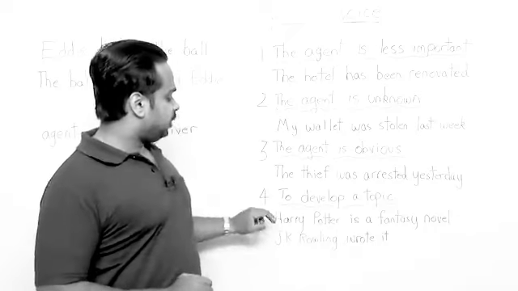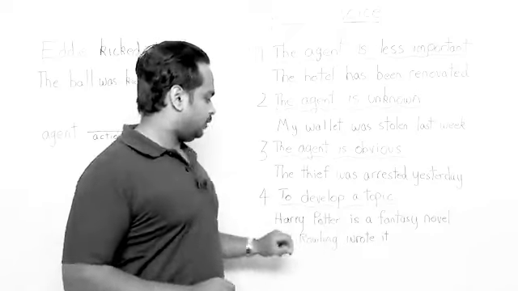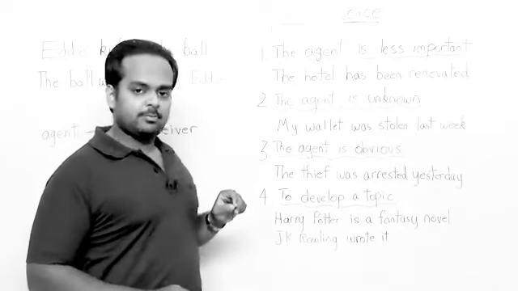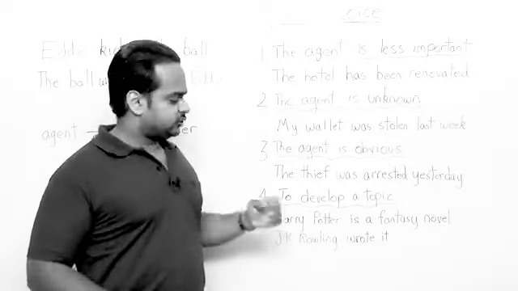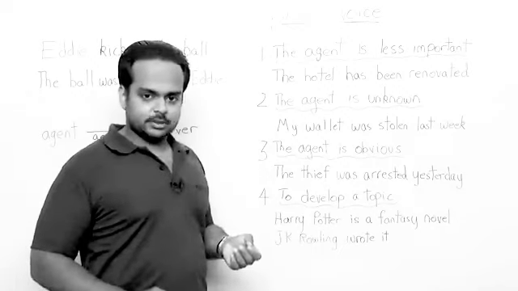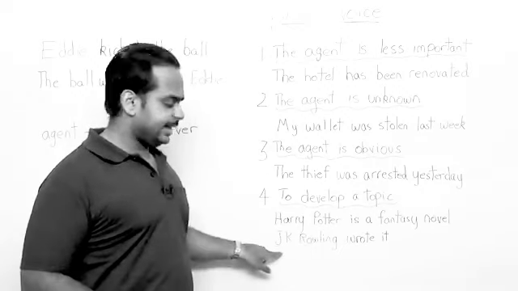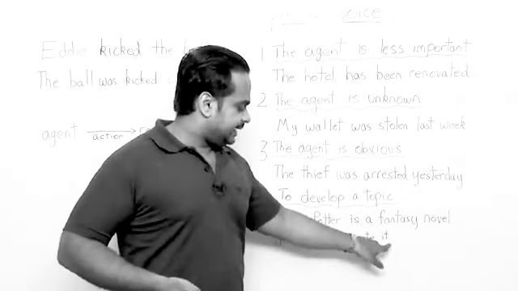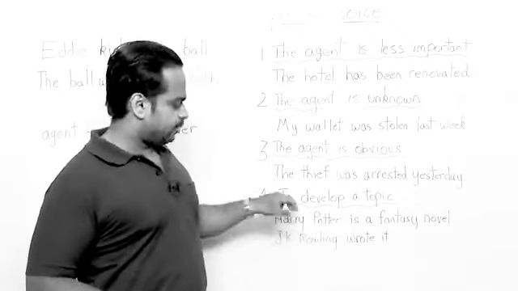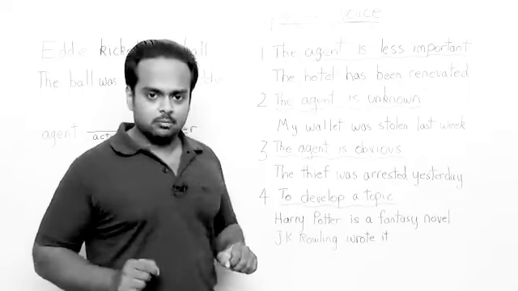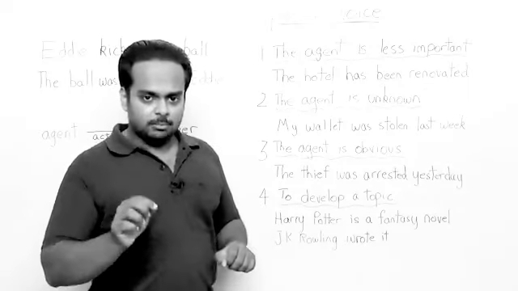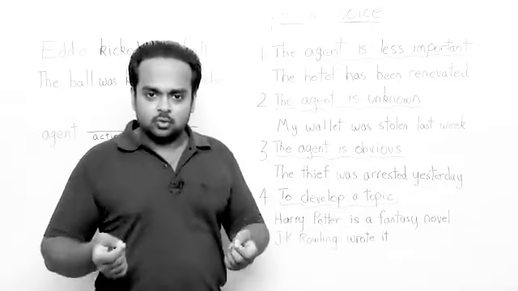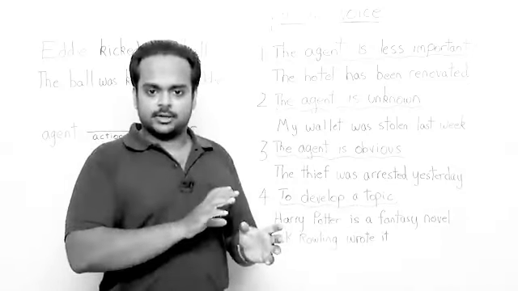Like in this example, Harry Potter is a fantasy novel. J.K. Rowling wrote it. It refers to Harry Potter. Now we are interested in the second sentence. In the second sentence, J.K. Rowling is the agent, wrote is the action, and it is the receiver, that is Harry Potter. But there's a problem with this second sentence.